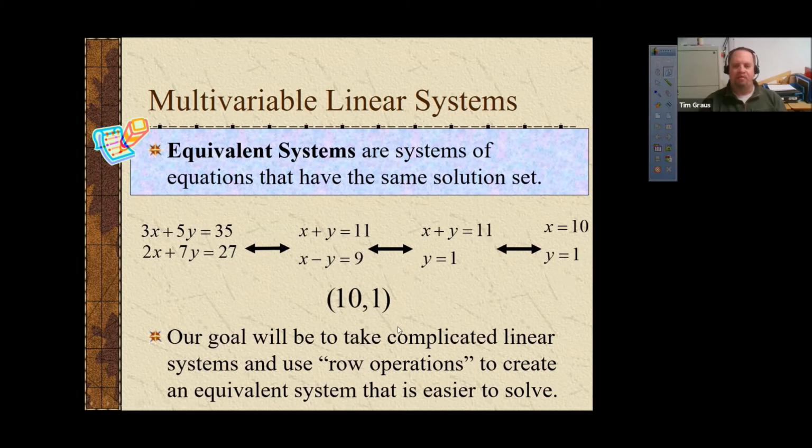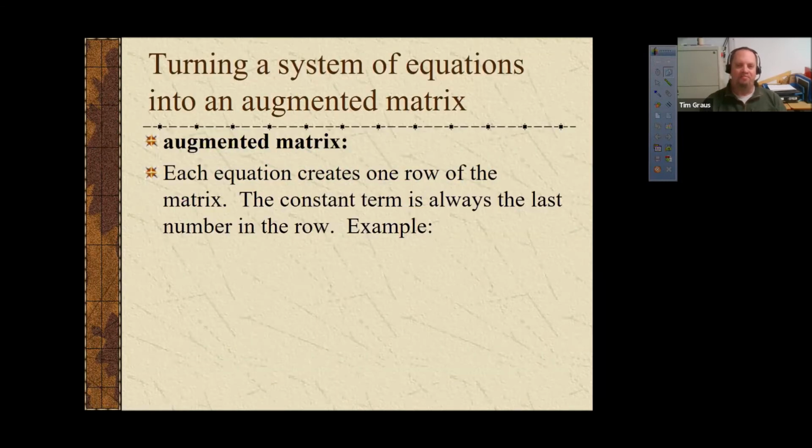But this time, we're going to take a step before we do those row operations, and turn our system into something called a matrix. We're going to use the augmented matrix method of solving. And the first step in the augmented matrix process is to turn your system of equations into a matrix. So let me demonstrate how that is done.